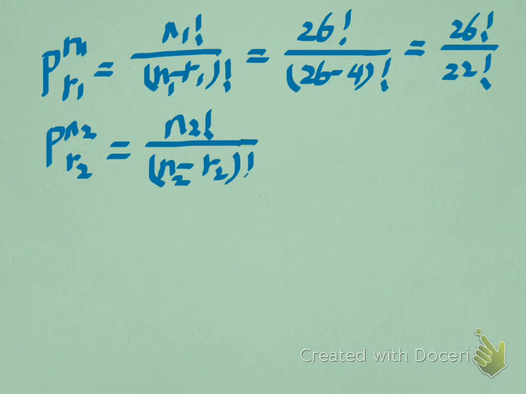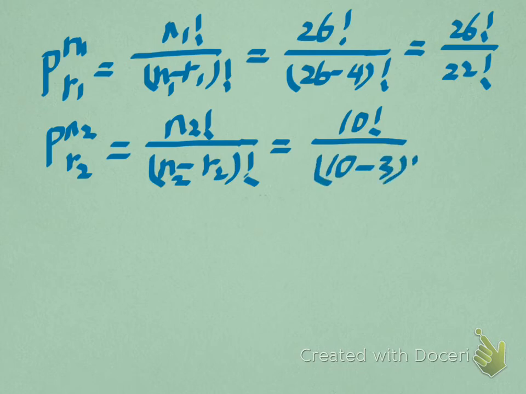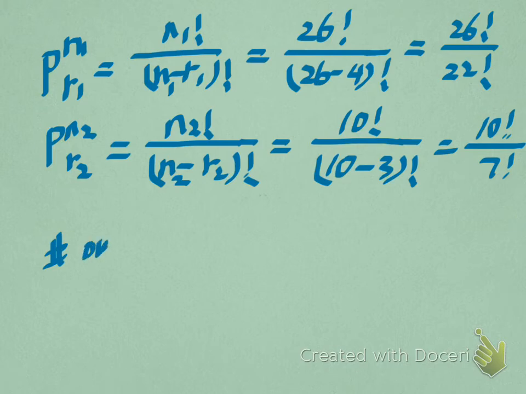But now we plug in the information about numbers. So here the numerator n2 is equal to 10 and the denominator is 10 minus 3 factorial. So now if we compute this, it's 10 factorial over 7 factorial. And then what is our number of all the possible outcomes in this sample space?